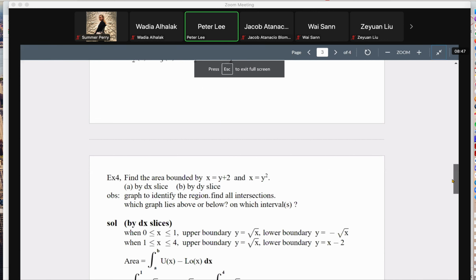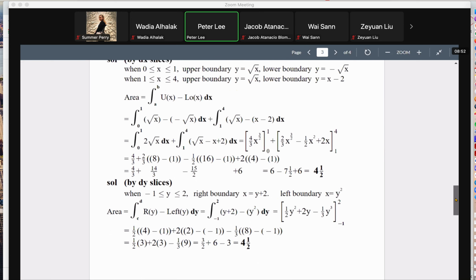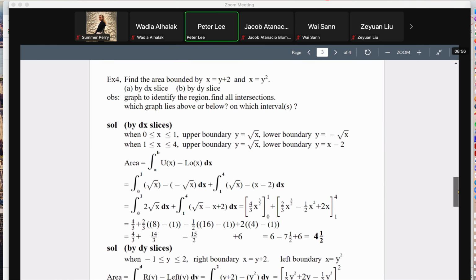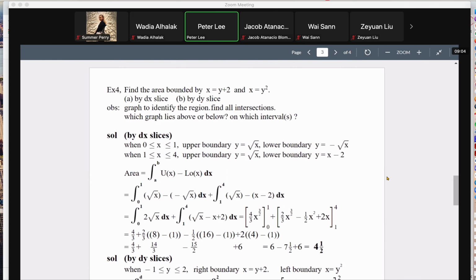Now let's do example 4. Example 4 is 2 parts also, dx slices and dy slices. Okay, so let's look at example 4 here. Maybe I'll do this one a little bit quicker, but example 4 is a little bit more interesting than example 3. Example 4, find the area bounded by x equals y plus 2 and x equals y squared.